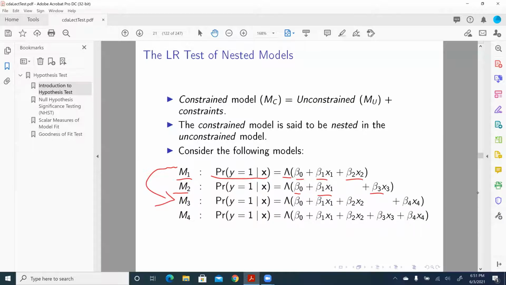Now you get a general sense of what a nested model is. Basically, the parameters of the model nested within another are a subset of the parameters in the second model. So in this case, model 1, model 2, and model 3 are all nested within model 4.